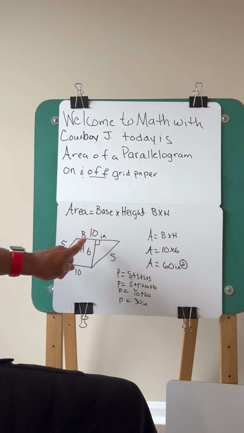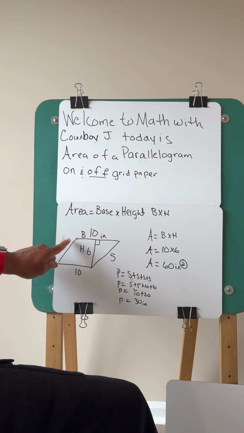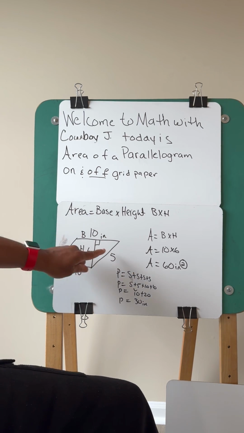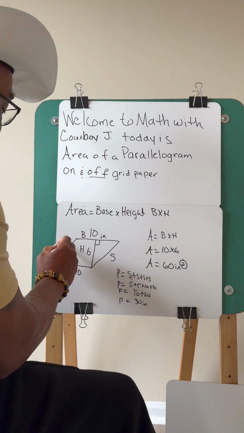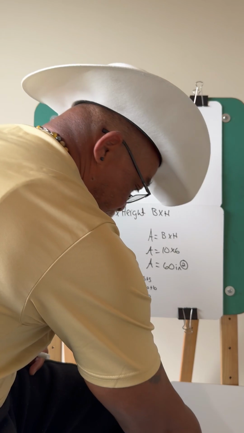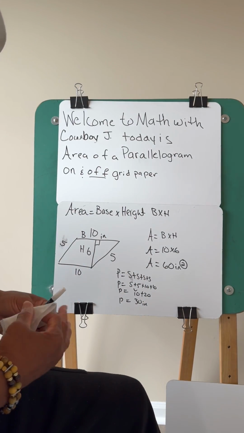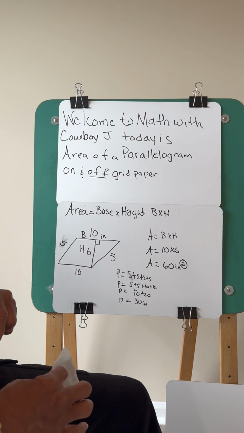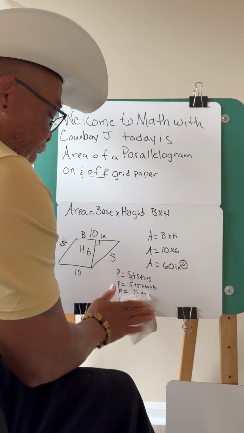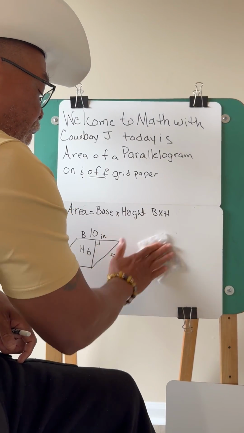Remember, this side and this side are opposite. So if I only got one number over here, if I got a 5 here, it's a 5 here. If I got a 10 here, it's a 10 here, even if the opposite numbers are not showing. So that's how you find the perimeter of a parallelogram. Any questions?